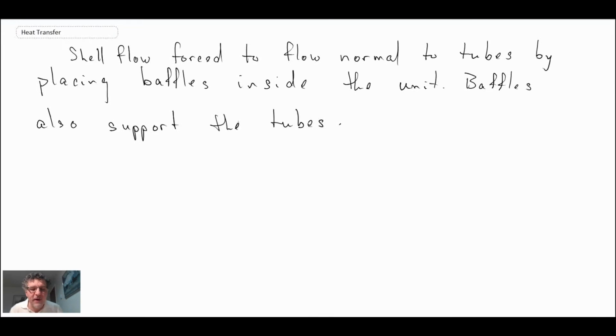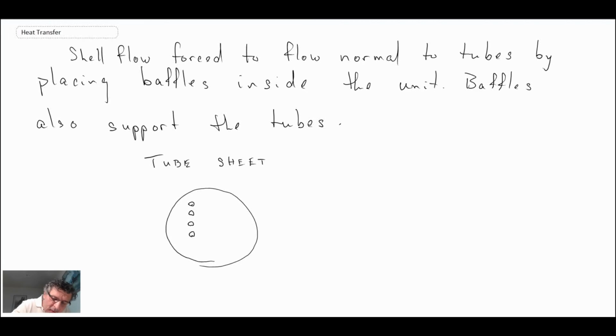So, there we have shell flow forces the flow normal to the tubes, as we mentioned, and we have baffles inside of the unit. They support the tubes. Now, if you look at the tube sheet and take a look at what it looks like, the tube sheet will span, obviously, the entire cylindrical shell, and within the sheet itself, we're going to have all these little holes drilled, and that is where our tube bundle is going to come through. And it'll go on. So that is what the tube sheet looks like.